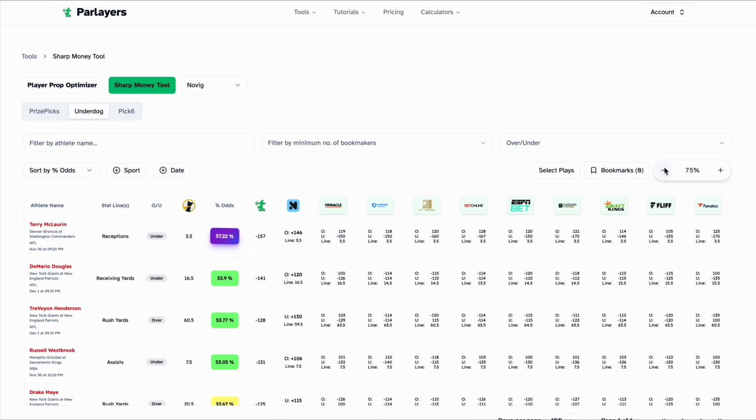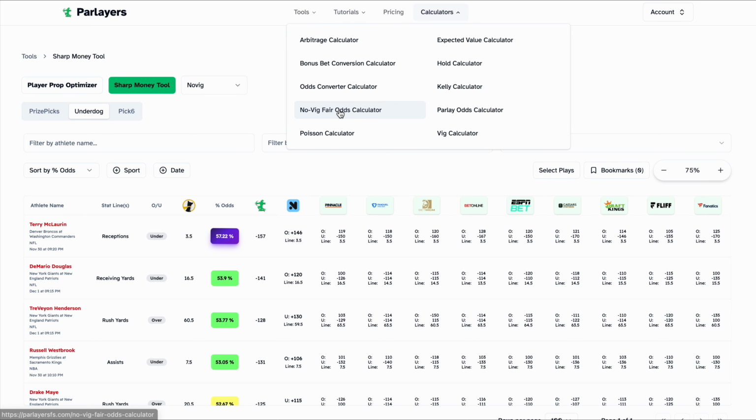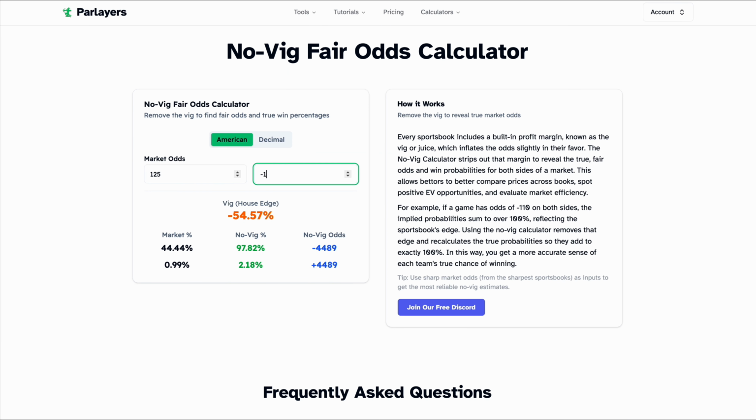So minus 170 to plus 125 from Fanatics. I'm going to put that into our Novig Fair Odds calculator. So plus 125 on one side, minus 170 on the other side to show us the true fair odds value of this play to hit on his under. And you see here the underside is 58.62%.